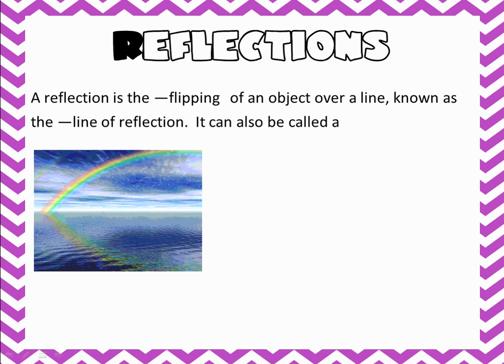Reflections. A reflection is the flipping of an object over a line. That line is known as the line of reflection. This process can also be called a flip. So let's take a look at our example here, real life example. We have a rainbow that is reflecting over the ocean. This will be considered the line of reflection. It's where the reflection and the original image meet, similar to a mirror. So this is a reflection.